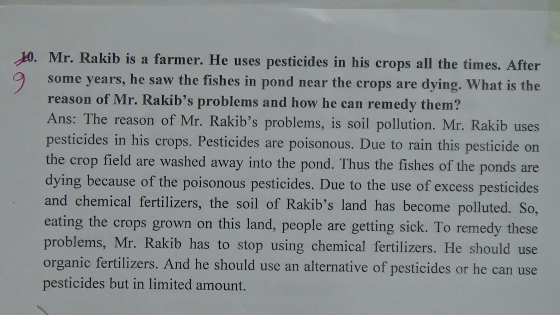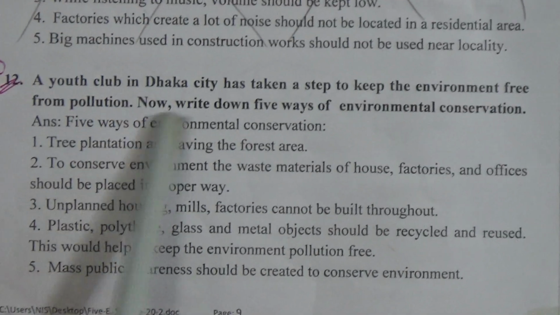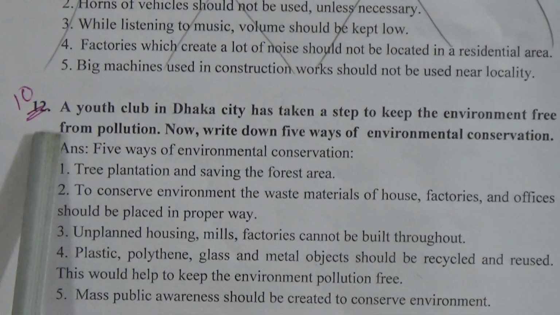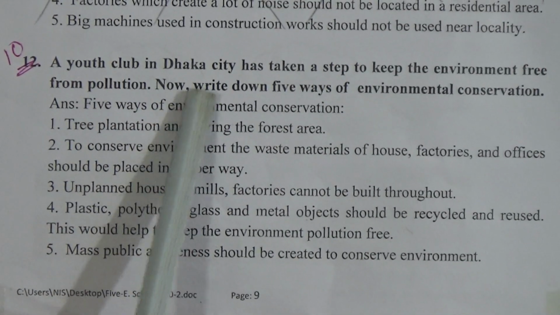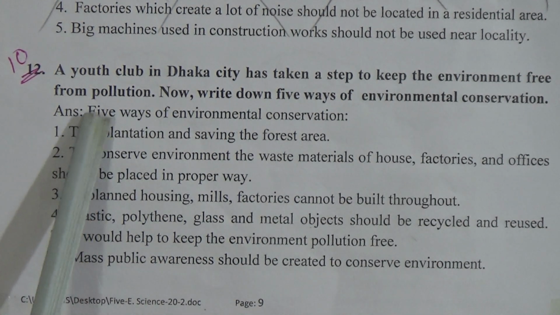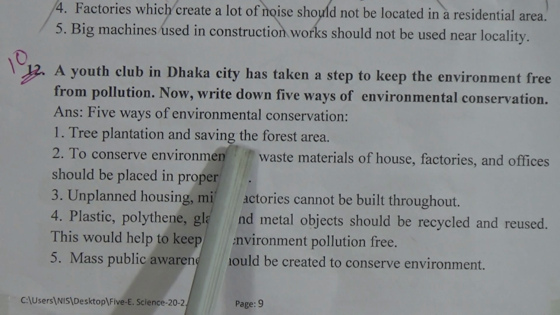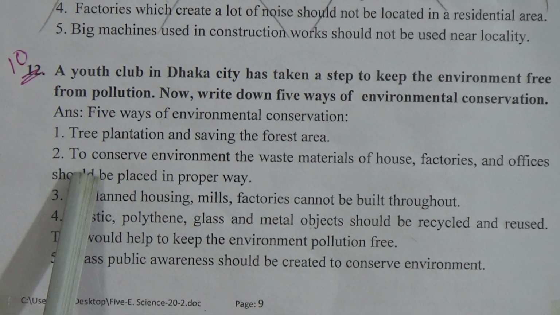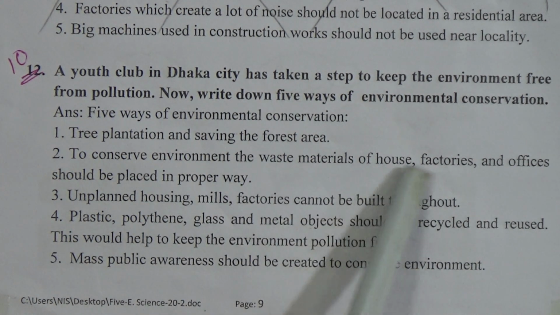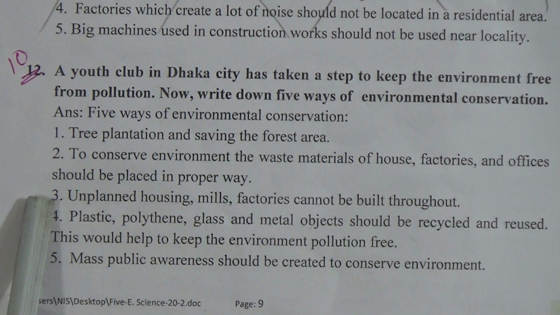My dear students, now come to the next CBQ number 10. A youth club in Dhaka city has taken a step to keep the environment free from pollution. Now write down 5 ways of environmental conservation. Number one, tree plantation and saving the forest area. Number two, to conserve environment, the waste materials of house, factories and office should be placed in proper way.